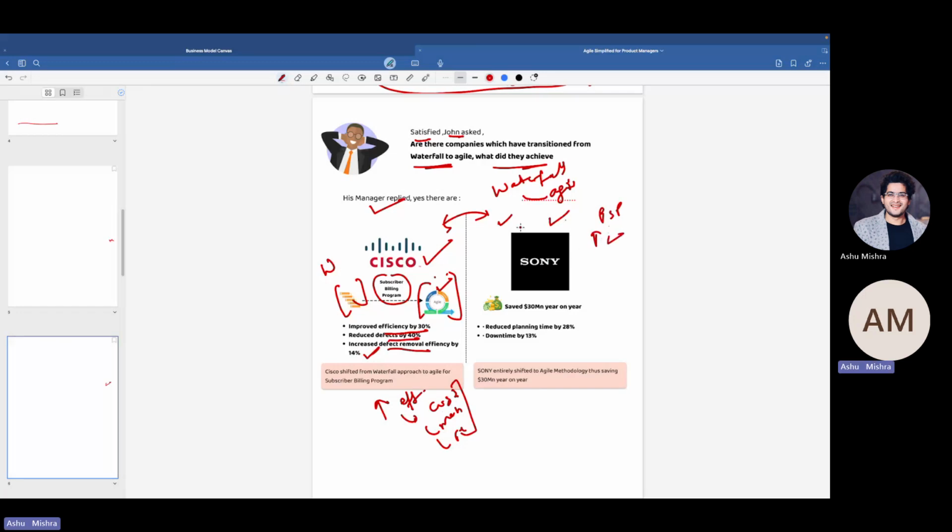Now, Sony at a point of time realized how important agile is for their organization, and hence once they deployed it, they saved 30 million year on year. And what happened is they reduced their planning time by 28%. Hence, they were moving faster and faster and giving out products in a very fast manner, right? And the downtime also decreased by 13%, right?